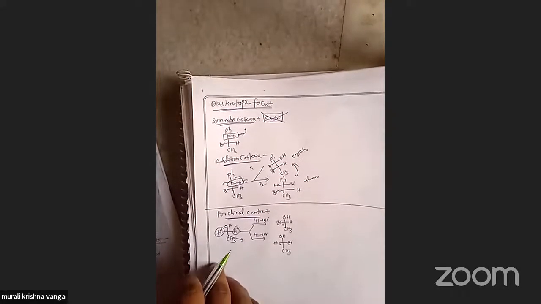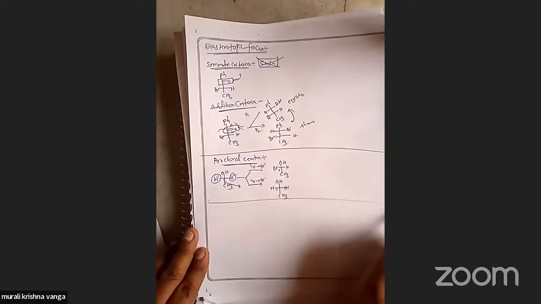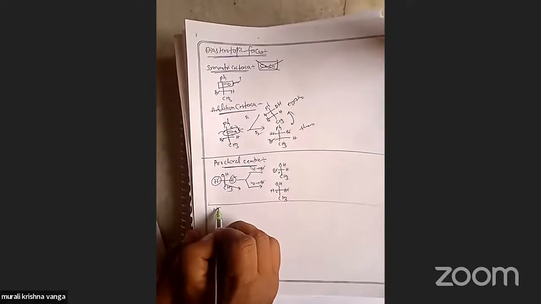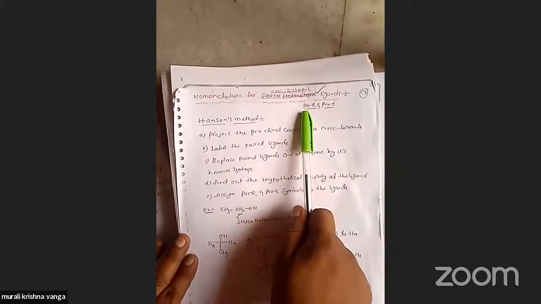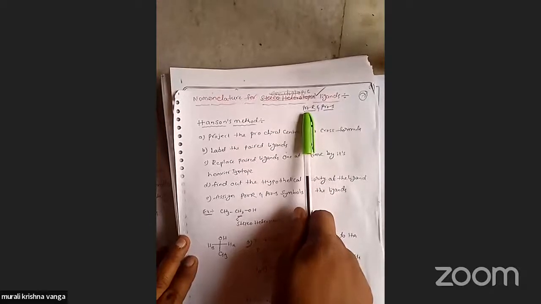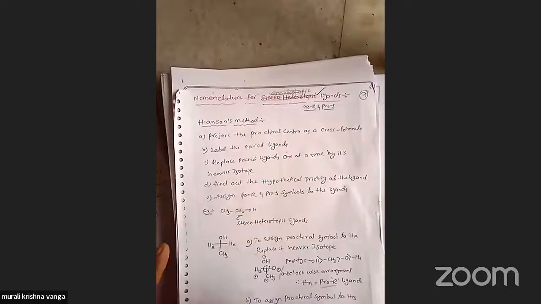Okay, and the next important one is nomenclature for stereoheterotopic ligands. Very, very important. That is pro-R and pro-S. First one, Hanson's method.